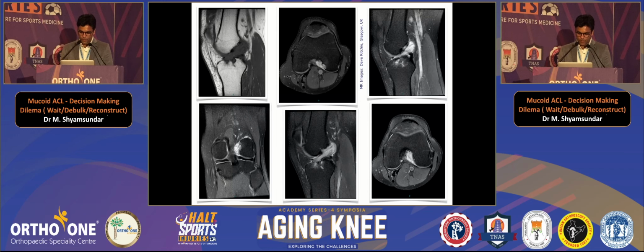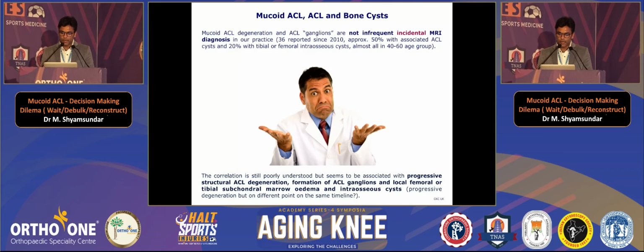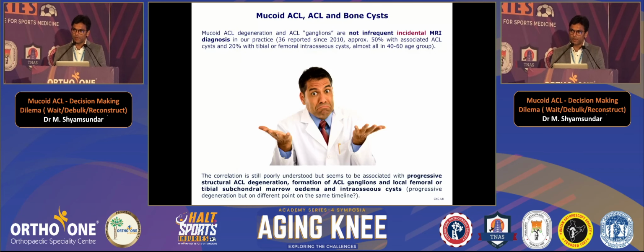The basics of mucoid degeneration is it's just infiltration of the synovial tissue into the ACL collagen, which produces a mucinous substance and then changes the entire nature of the collagen. So it can be a synovial theory or traumatic theory or degenerative theory, whatever it is, there is alteration in the collagen and it becomes quite bulky, and that's the one which is going to cause symptoms. It can be seen in asymptomatic cases also.